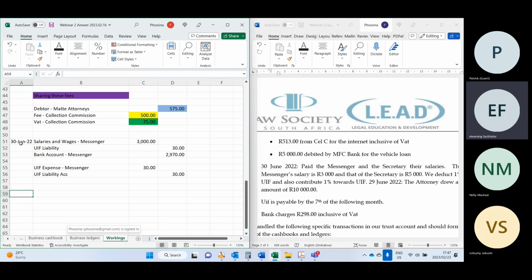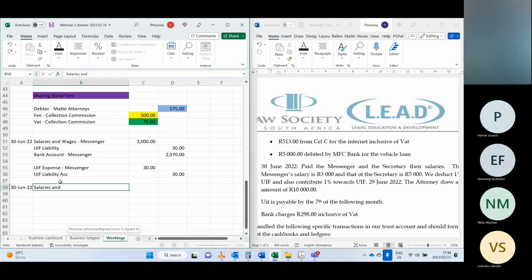And then we can illustrate as well the salaries and wages for the secretary.